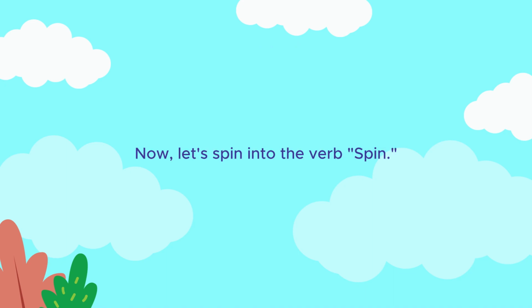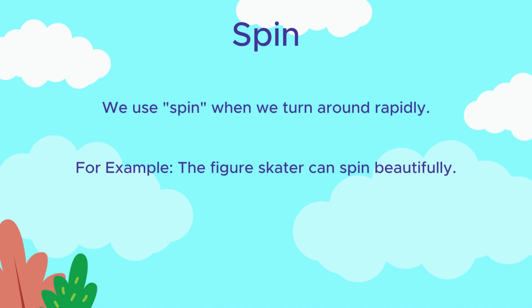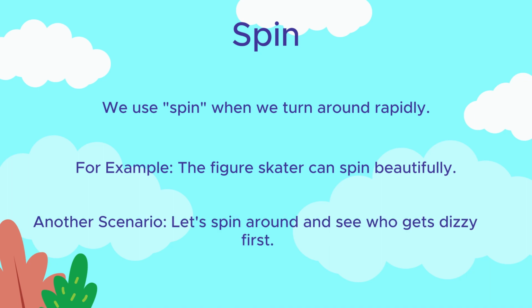Now let's spin into the verb spin. Repeat after me, spin. We use spin when we turn around rapidly. For example, the figure skater can spin beautifully. Another scenario, let's spin around and see who gets dizzy first.